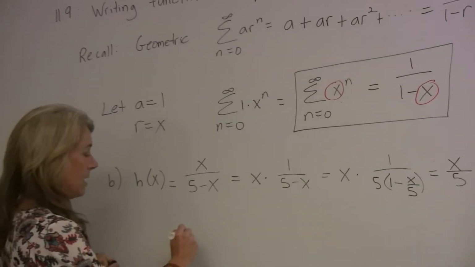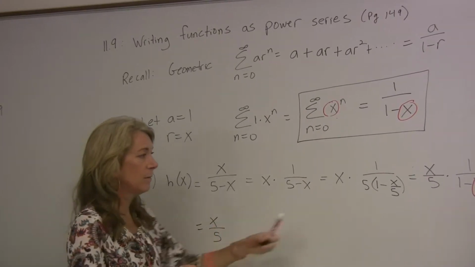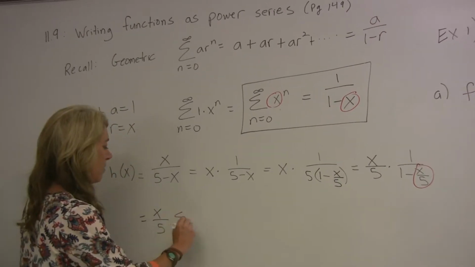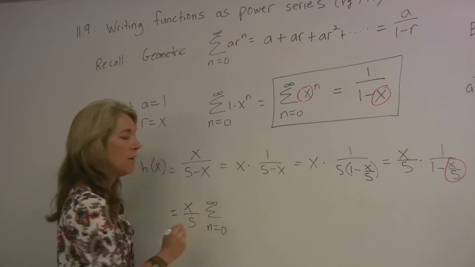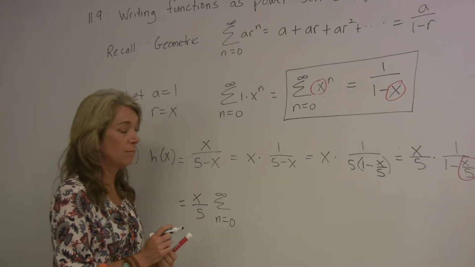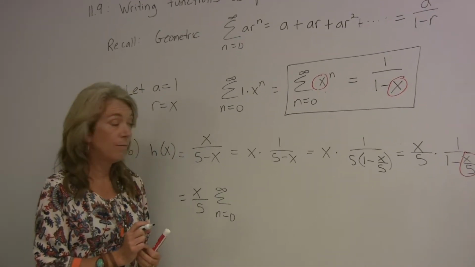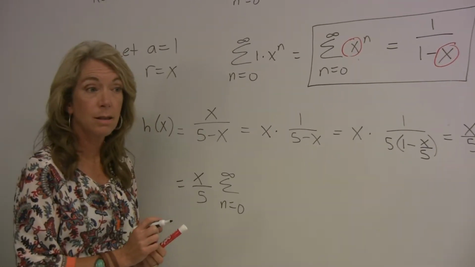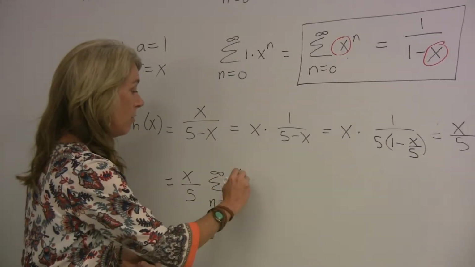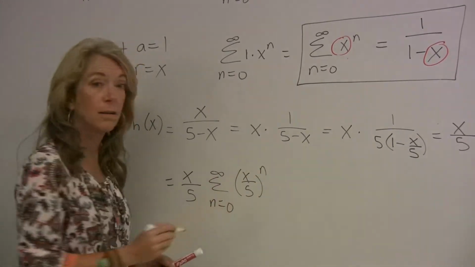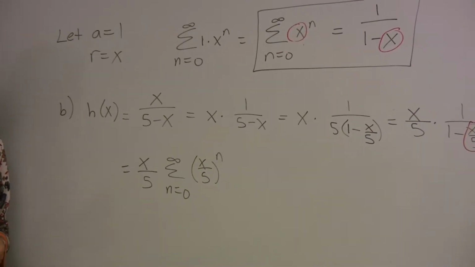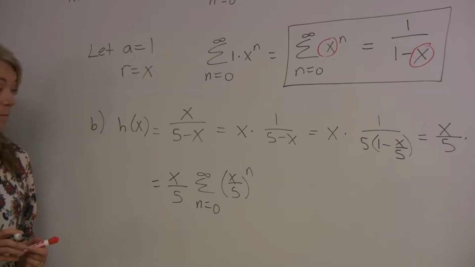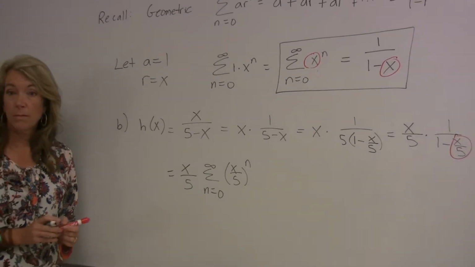So that means I have my x over 5 in the front, because he doesn't follow the rules, so he's just out here waiting patiently. But the rest of it becomes the sum from n equals 0 to infinity of what? x over 5 to the n. The whole quantity x over 5 to the n. Okay there?